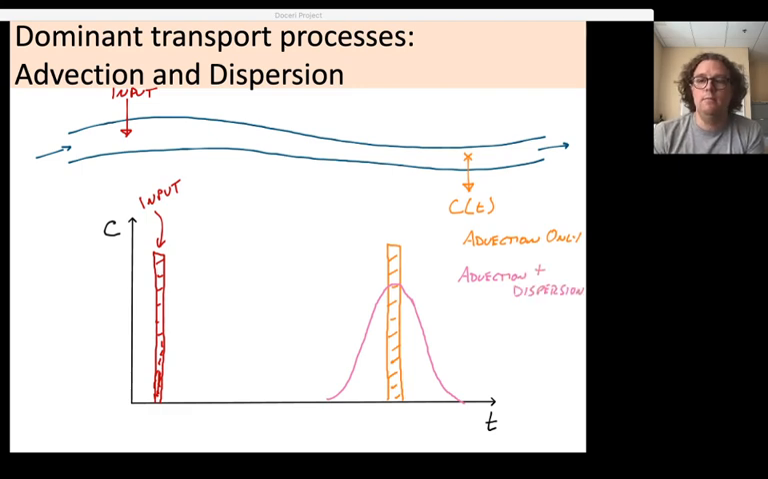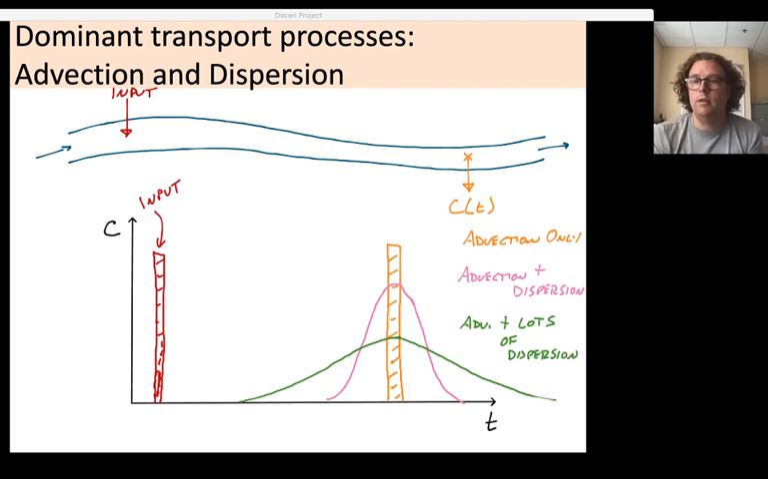We tend to get mixing with other water, and that's driven by random motions and concentration gradients in a process we call dispersion. And so if we have both advection and dispersion, what we would get back is a time series that looks like this pink time series. So typically sort of a normal distribution. If there was a lot of dispersion in our study reach, we might get back something that looks like this green breakthrough curve, or this green concentration time series.